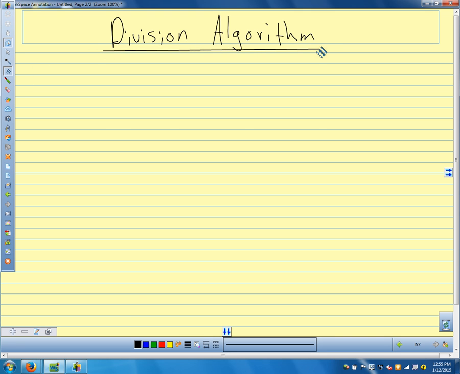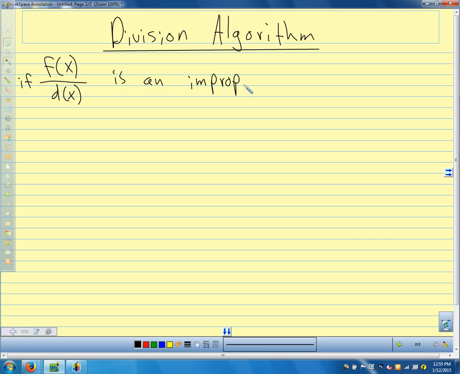The division algorithm tells us that if we have two polynomials, f of x, and we're dividing by d of x, two polynomials, and if this is an improper fraction, and when we talk about numbers, if we had a fraction made of numbers, and our fraction is improper, what do we mean? The numerator is bigger than the denominator, right? 10/3 is an improper fraction. Usually we want the numerator smaller.